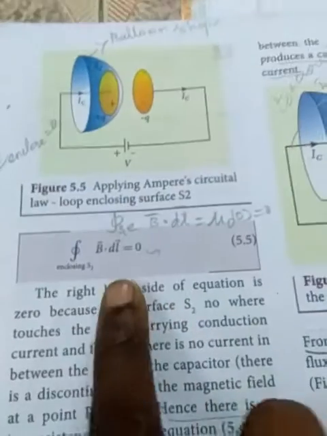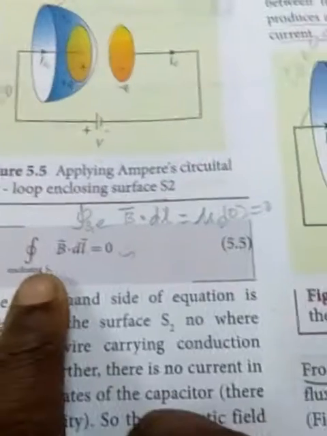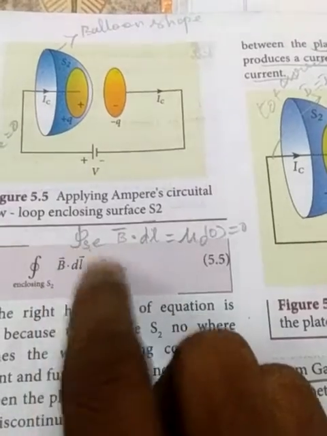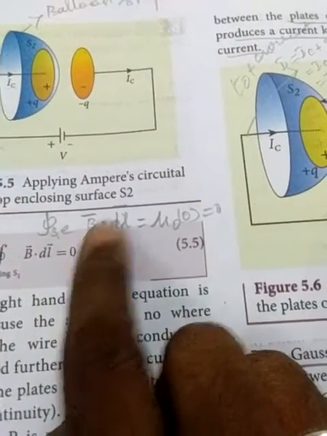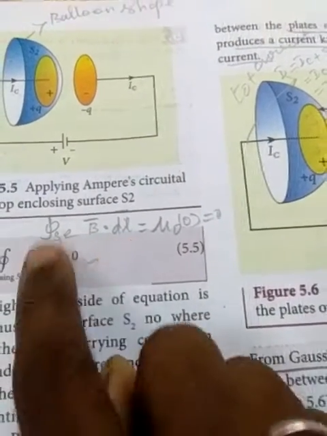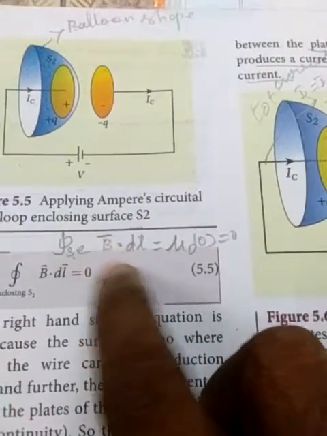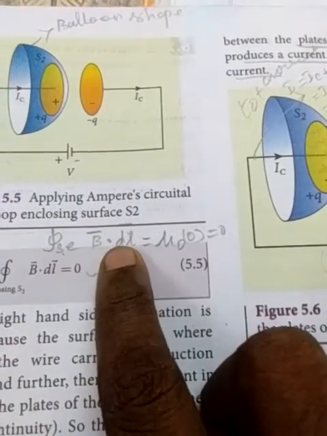Now we consider that equation for a closed surface, the closed integral of B vector dot dl vector. The surface we are taking is S2. You see that we are taking S2, the surface with magnetic field B vector dot dl vector.